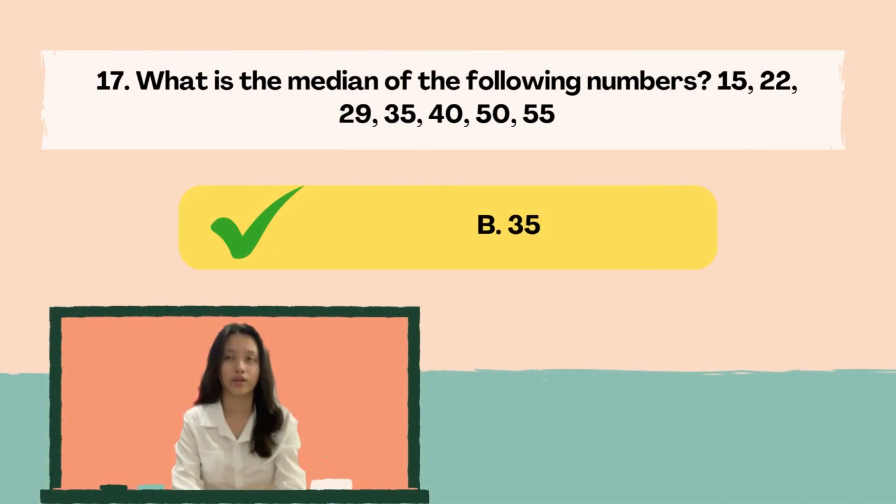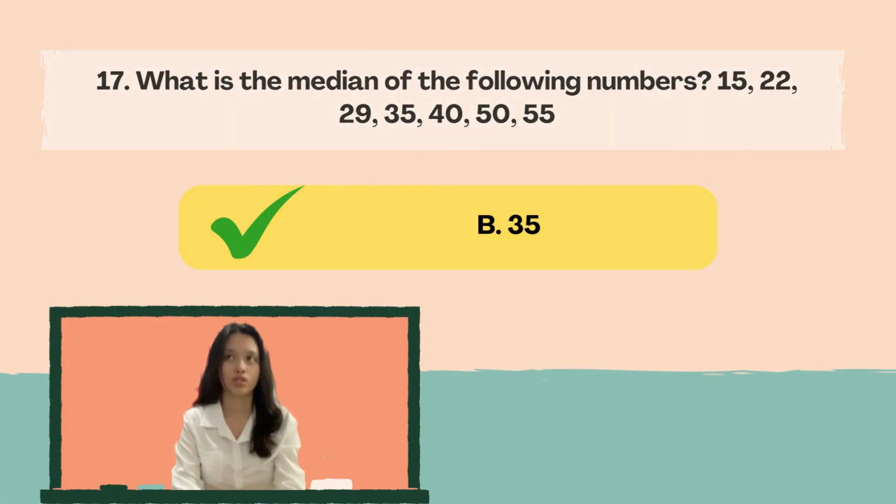The correct answer is B, 35. Since the dataset has 7 values, which is an odd number, the median is simply the middle value when the numbers are arranged in order. The fourth number in the sequence is 35, so the median is 35.